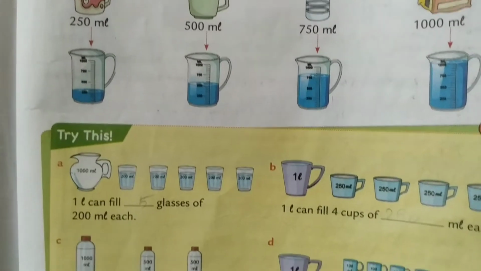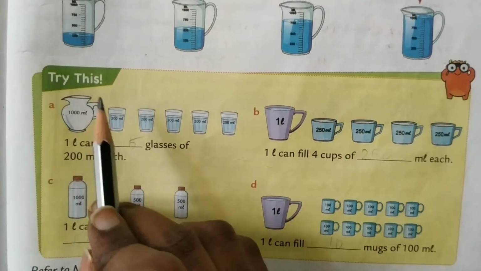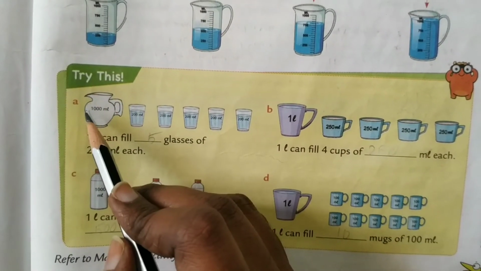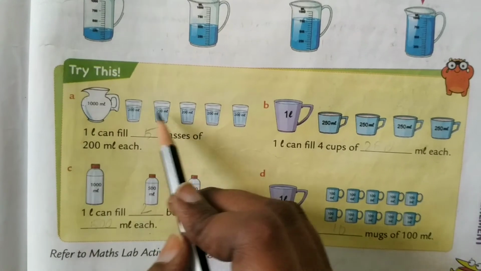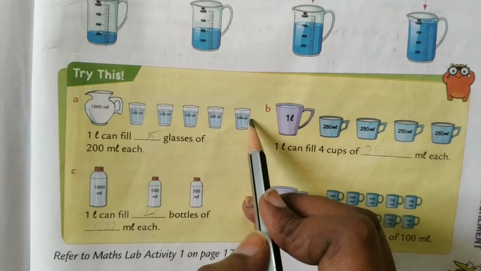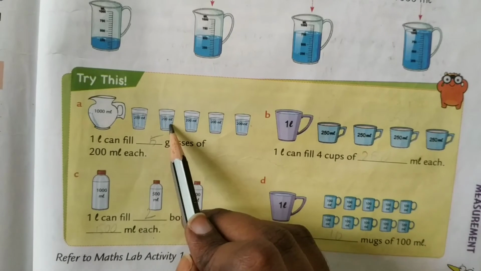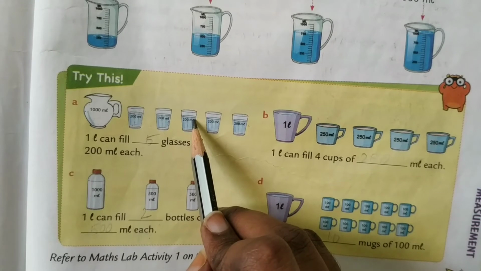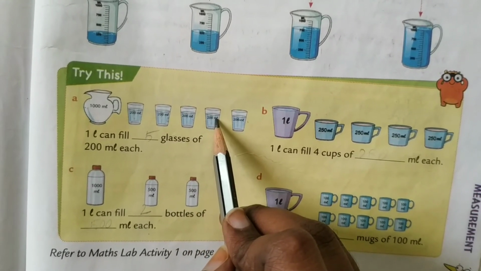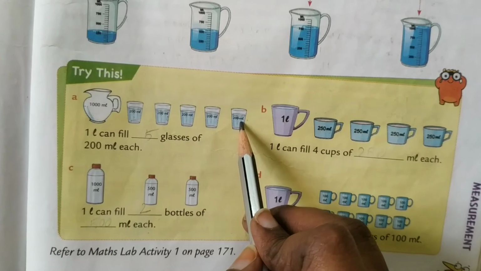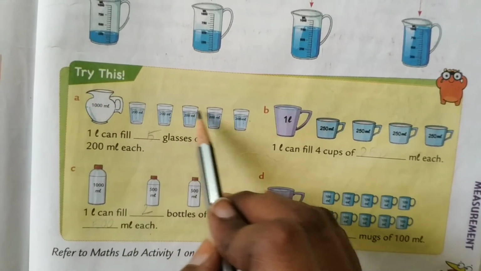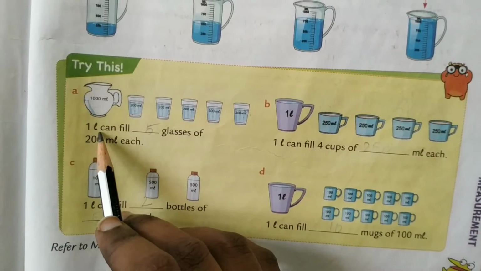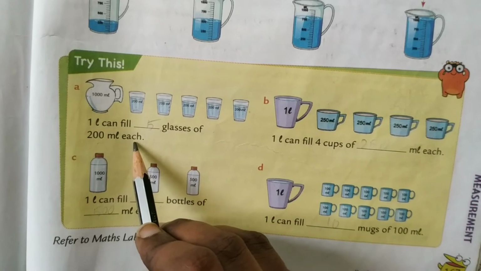Now coming to Try This on the same page. A question: you can see the jar, 1000 mL. 1000 mL means it contains 1 liter of water, and this is equal to 5 glasses of 200 mL. Yes, when you add all these, 200 plus 200 is 400. Again when you add 200, you get 600. Again you add 200, you get 800. Again you add 200, you get 1000 mL. So these 1000 mL are equally divided into 5 glasses of 200 mL.